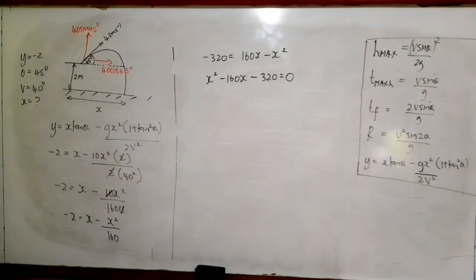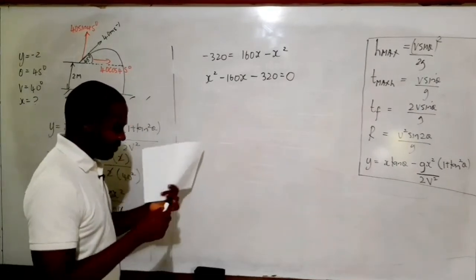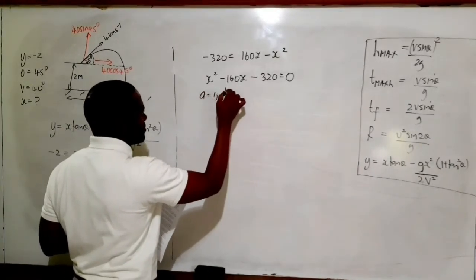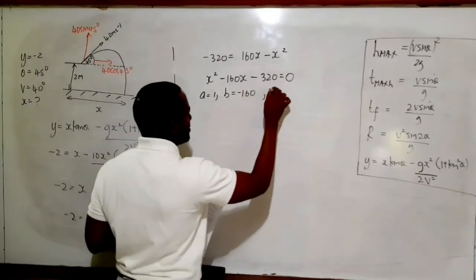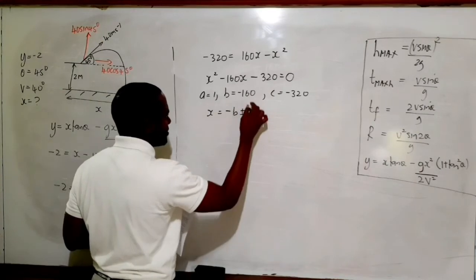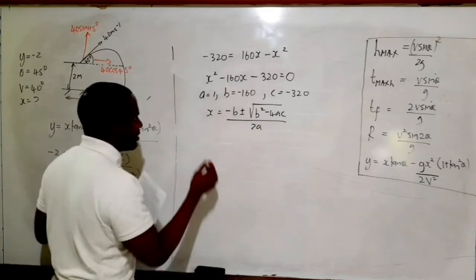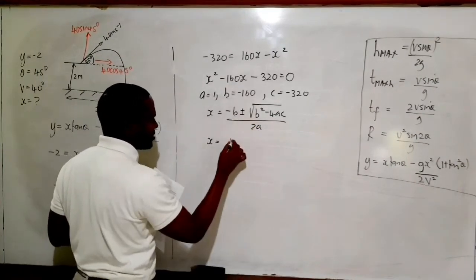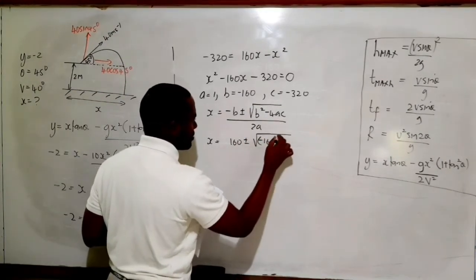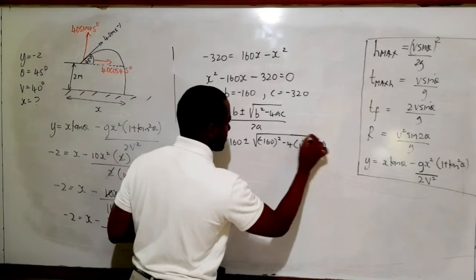Once again we end up with a quadratic which we'll have to solve, and we'll solve this quadratic of course by using the quadratic formula. So we see that a is equal to 1, b is equal to minus 160, and c is equal to minus 320, and so we have x is equal to minus b plus or minus root b squared minus 4ac all over 2a. So x equals 160 plus or minus the square root of minus 160 squared minus 4 times 1 times minus 320, and this is all over 2.